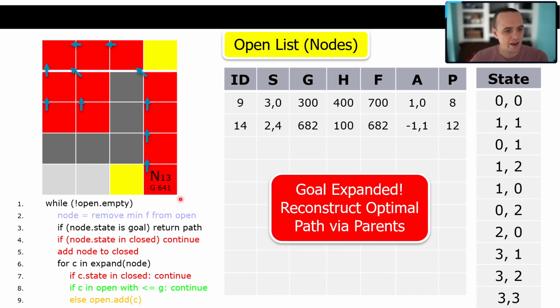Okay? So the way we return the path is we look at the parent pointers of this node. So we go to this node's parent, then that node's parent, then parent, then parent, then parent. And so we can see if we reverse the parent pointers, the optimal path from the start to the goal is that way. And so once the goal has been expanded, you reconstruct the optimal path by visiting the parent pointers of the nodes.